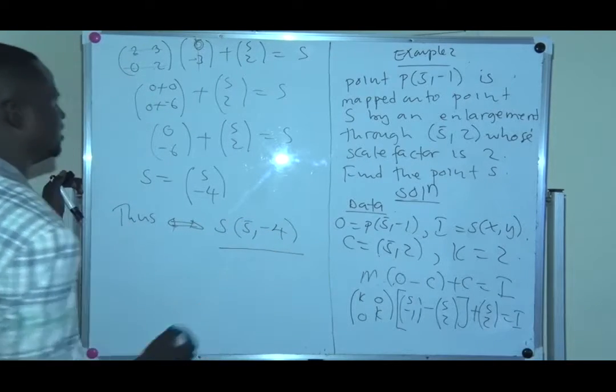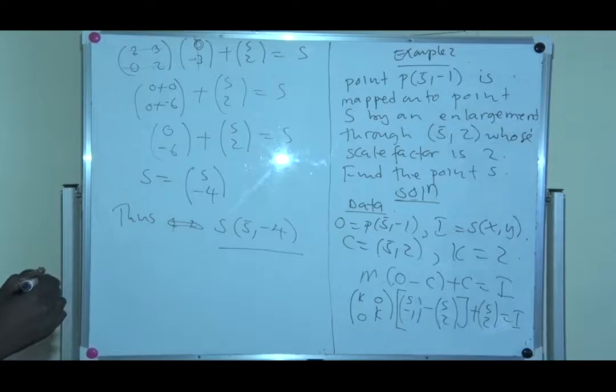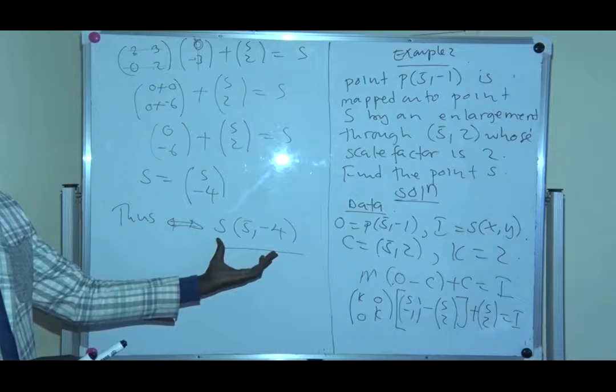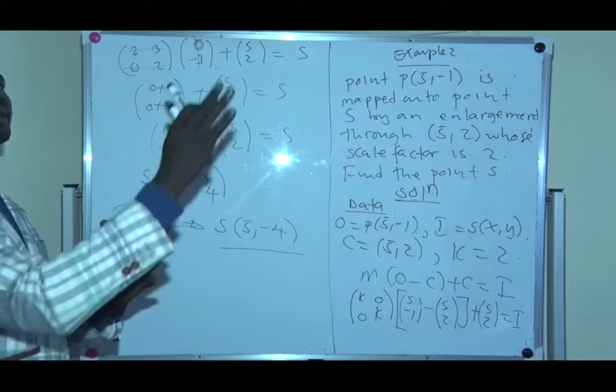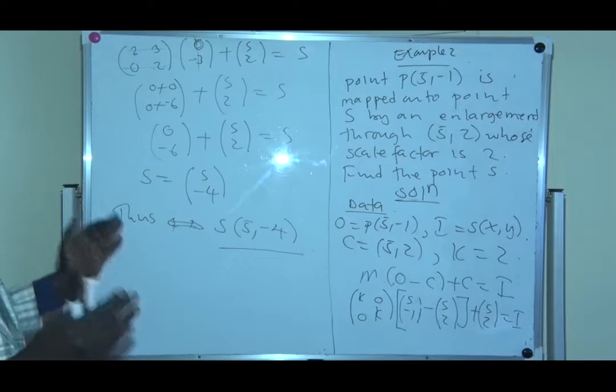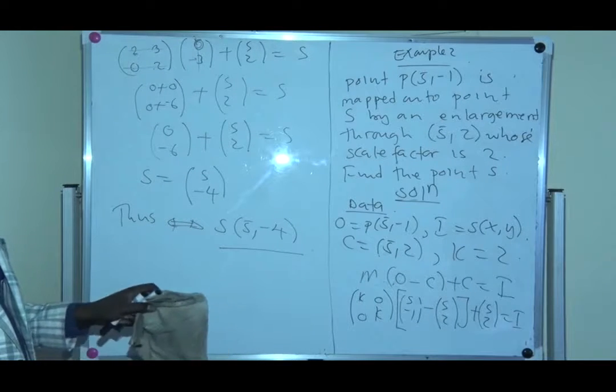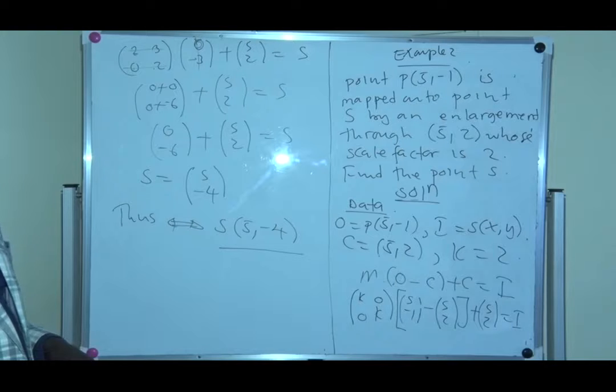So you have calculated the image, which is S. If they ask you to plot it on a Cartesian plane, you plot, and so forth. So we want to conclude now. We want to know how someone can identify enlargement, or how you can describe enlargement.